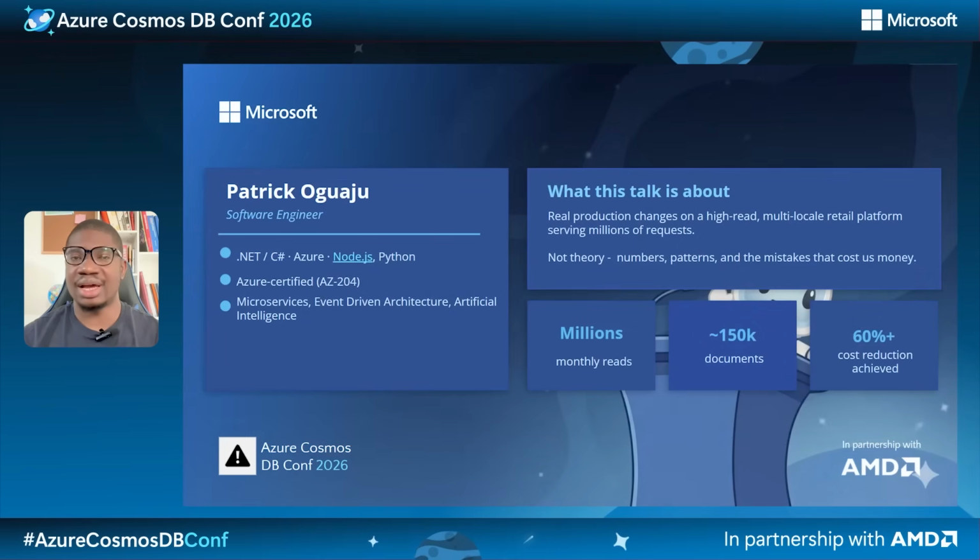Before I get into the technical content, a quick note on where this comes from. I'm a software engineer working across the .NET and Azure ecosystem. I spend a lot of time in the intersection of microservices, event-driven architecture, cloud native data, and AI systems. The numbers on this slide, the millions of monthly reads, thousands of documents, and a cost reduction. These are from a real retail production system. This has been shipped and measured.